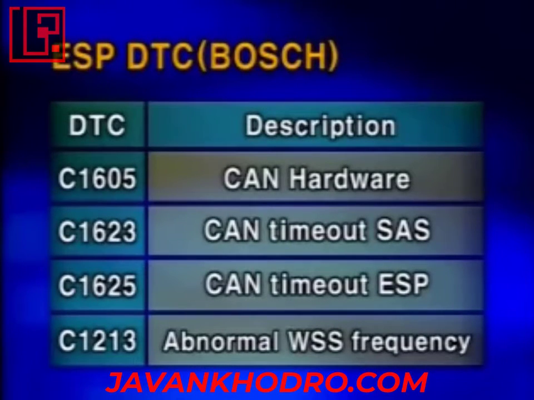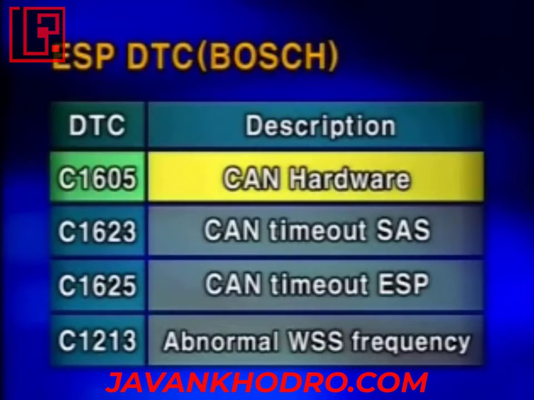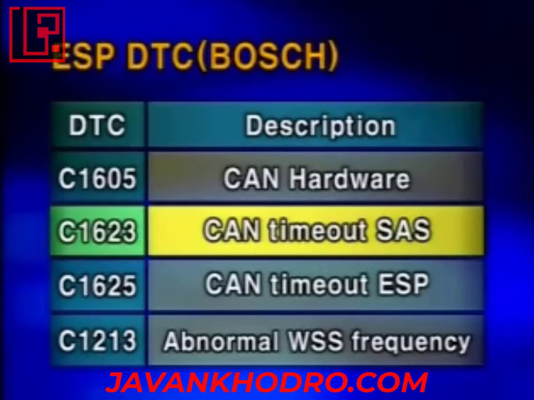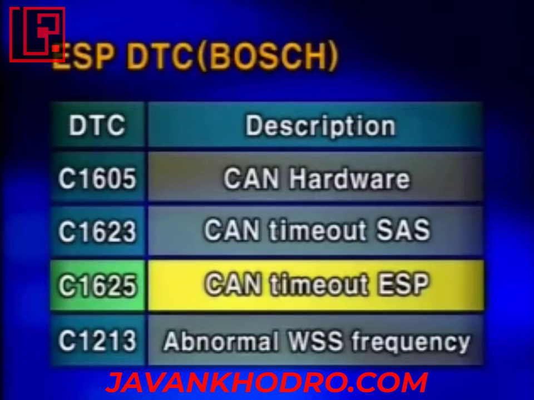Compared with previous Mando ESP, the Bosch 8 version has some different error codes. C1605 for CAN hardware is detected when the CAN controller is defective. C1623, the CAN timeout steering angle sensor, is output when the steering angle signal communication is defective. C1625, the CAN timeout ESP, is output when the ESP communication is defective.